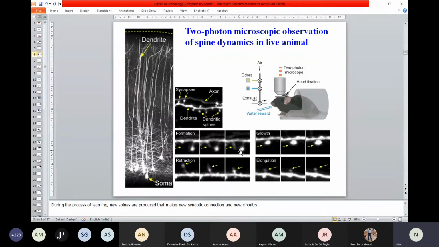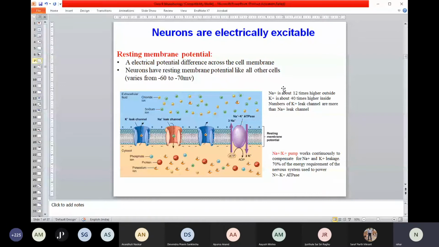But the most fascinating part is that in a live animal, you can do anything. You give a task to the mice to do, and at the same time you can record. You can just use the microscope objectives, and you can visualize and see what is happening in the brain. So that's the most advanced way you can think. Okay, now let's come back to some of the other aspects.